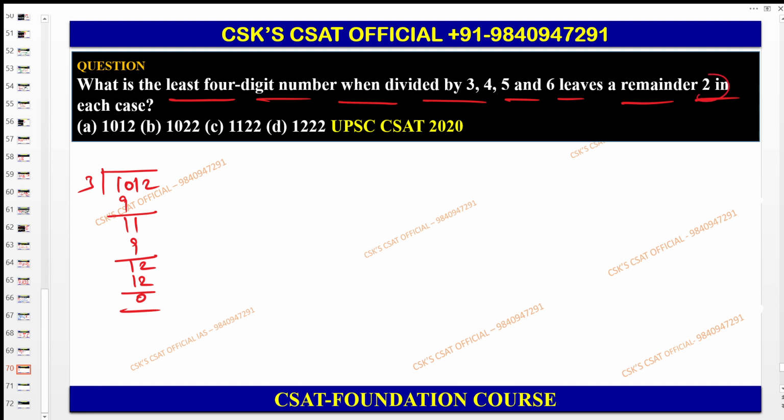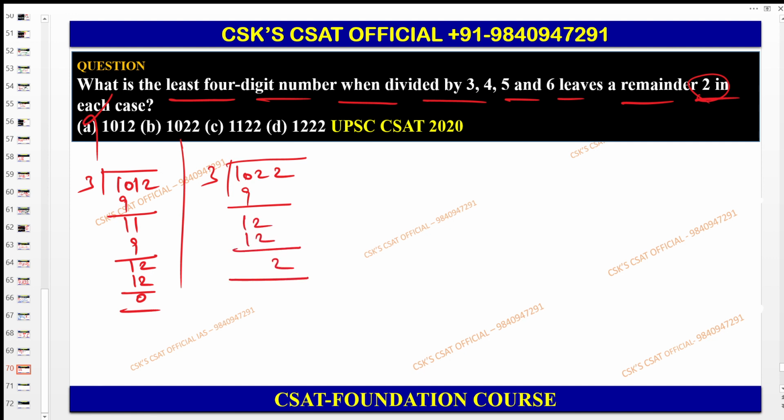Since it has to give remainder 2, 1000 itself does not satisfy. So leave that one. Next I am going with this one, 1002. Checking with the 3: 9, 12, 12 goes, then 2 is the remainder. If it satisfies with 3, then I am checking with the 4.